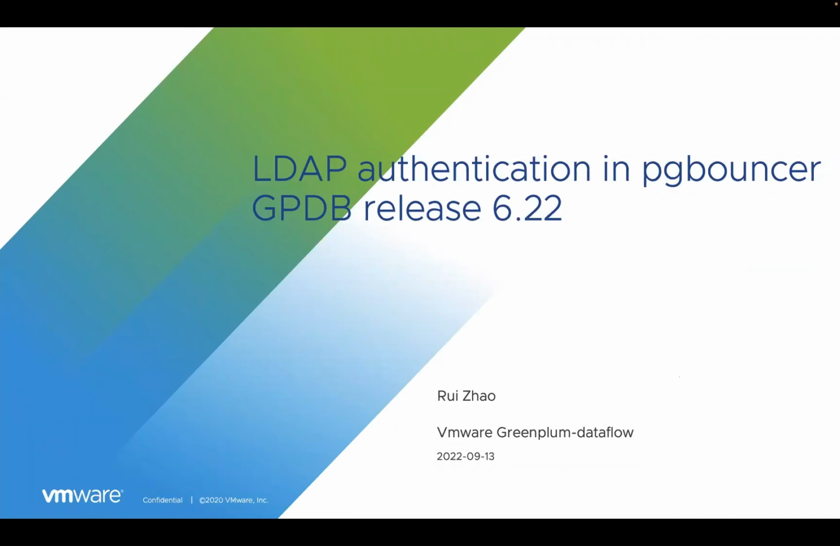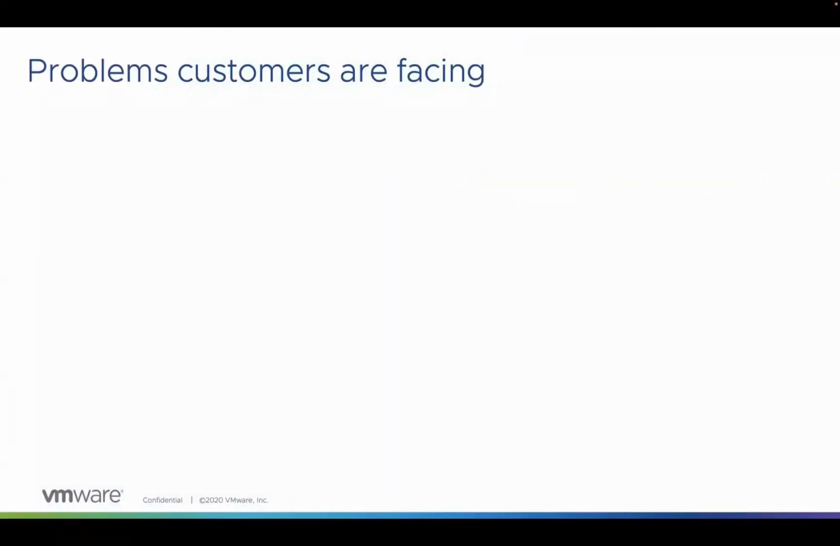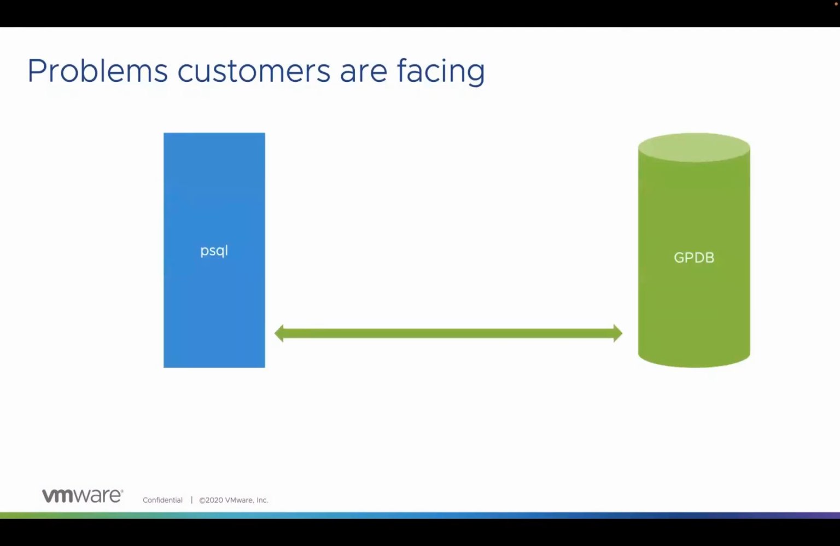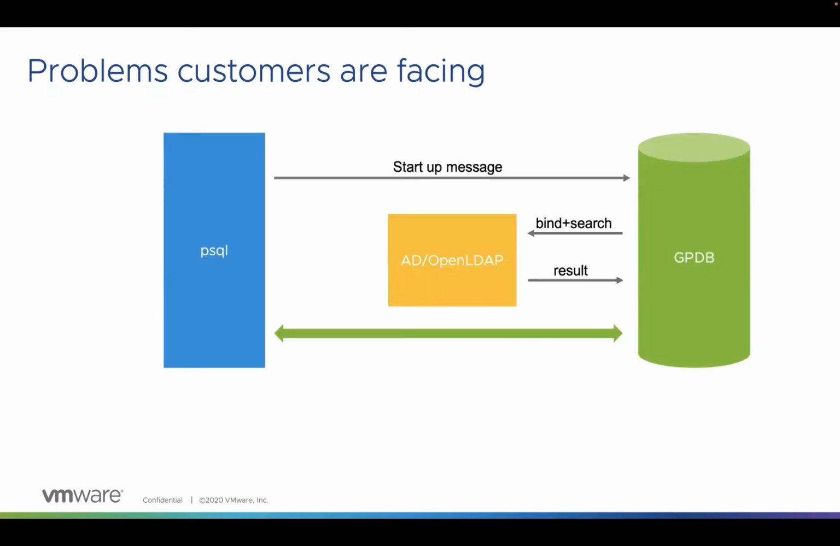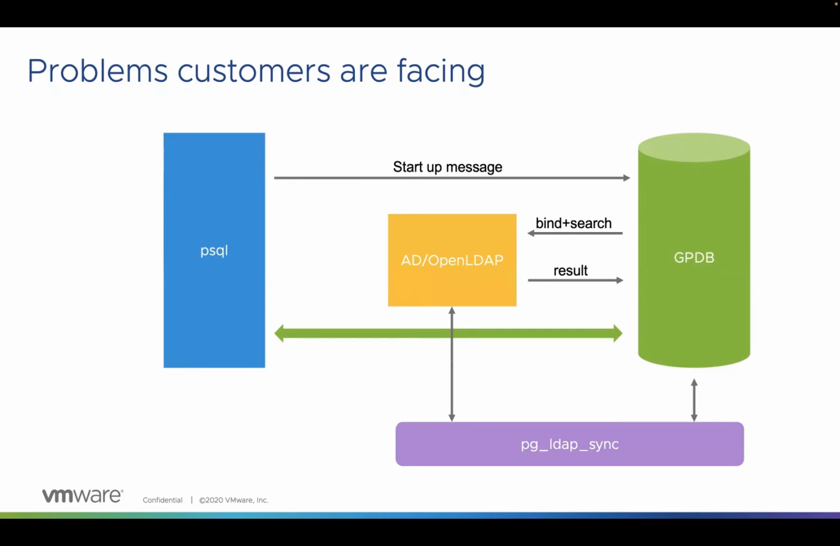Today I'm going to introduce one of the main features in Greenplum release 6.22, which is LDAP authentication in PgBouncer. First, let's take a look at problems that our customers are facing before this feature. A lot of users log into GPDB through LDAP authentication, and they also use PG LDAP sync to synchronize users and groups from LDAP server to GPDB.